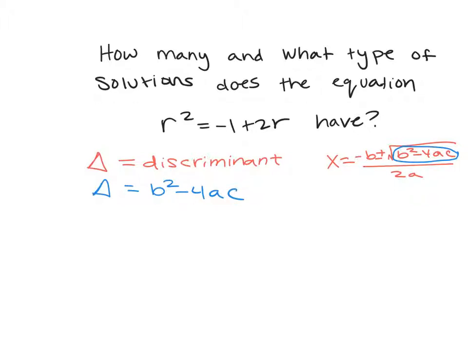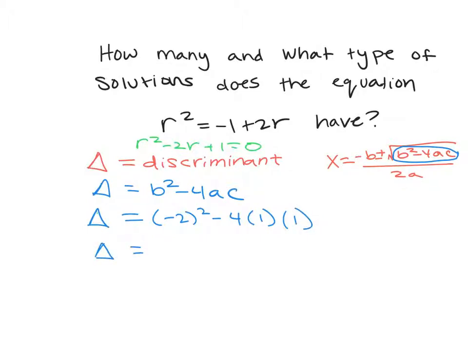Now, the thing is, we can't use that until our equation is written in standard form. So I'm going to subtract 2r, and I'm going to add 1 so that it's set equal to 0. Now I know what my a, b, and c are. So my b is negative 2, my a is 1, my c is 1, and so I get negative 2 squared is 4, minus 4 is 0.